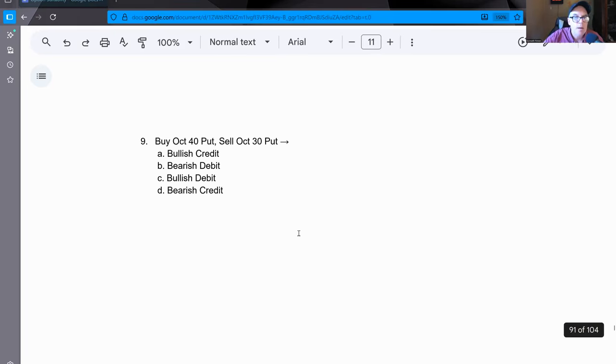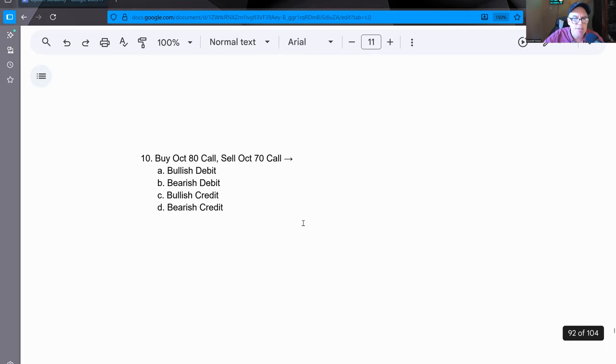I'll do a couple more. Buy an October 40 put, sell an October 30 put. The higher strike on the put is the dominant. This is a buy, which means debit. So we know it's a debit. Buy a put means bearish. So it's a bearish debit spread. Since it's a buy, it's a debit. I want it to widen and exercise.